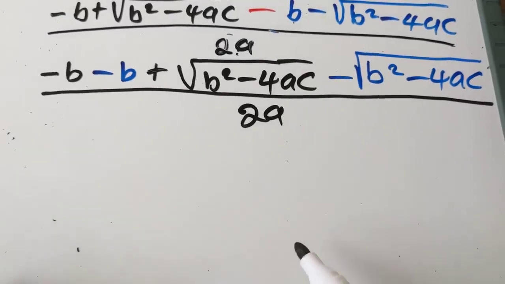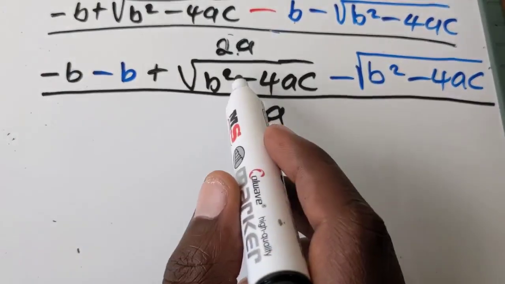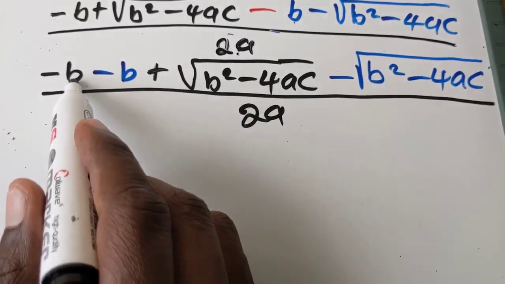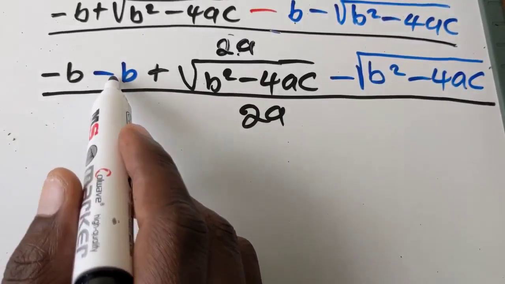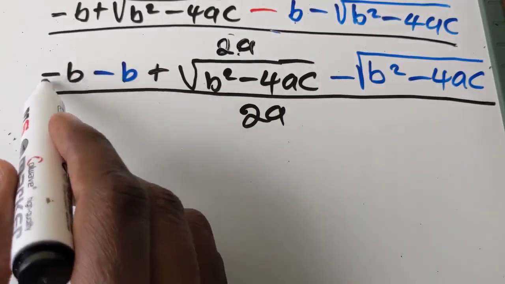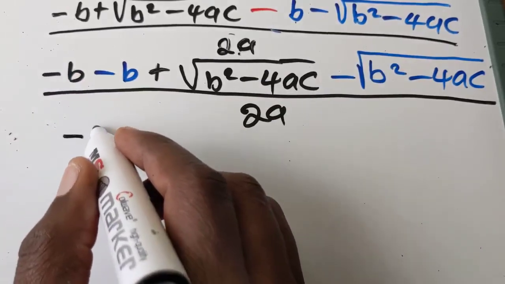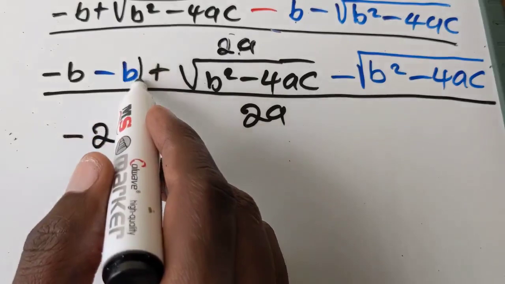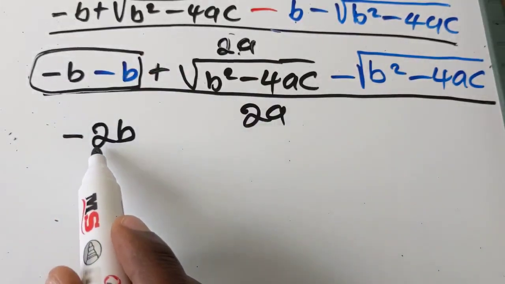So now when you reach here, you can add or subtract. This is negative b minus negative b. Negative b minus negative b, they go with the negative sign, meaning that we are adding these two. So you are going to have negative 2b, like that.